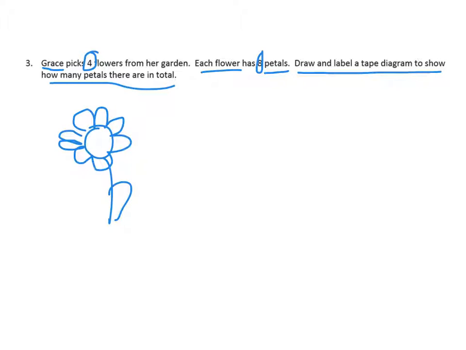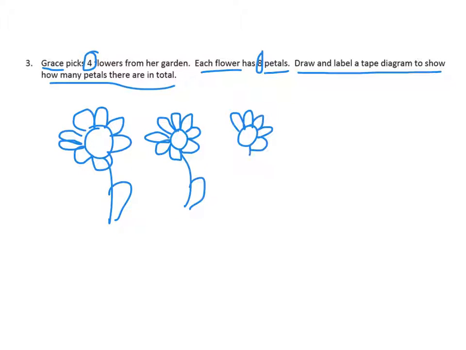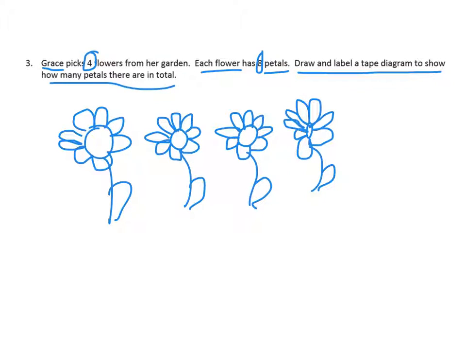So there's one flower. Here's another flower. Here's another flower. And here's another one. So I have 4 flowers and each of them has 8 petals on them.